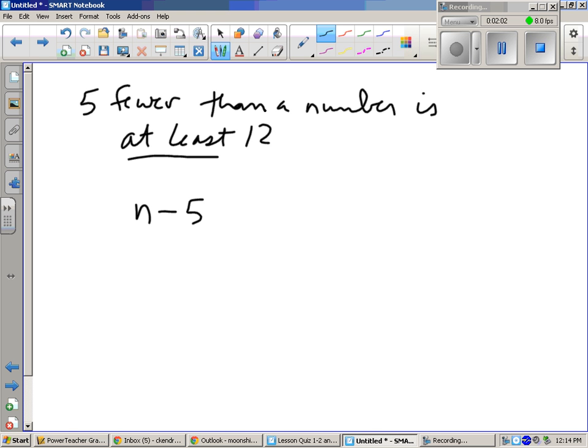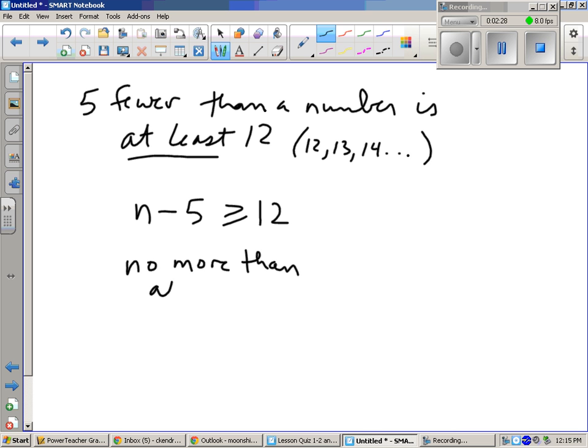That means it could be 13, could be 14. So that means I have to be greater than or equal to 12. At least 12 means I could be 12, 13, 14, 15. So say to yourself, what are the numbers it could be, and then you can decide, well, it's greater than, it's got to be bigger. Okay, so if you see at least, if you see no more than, or at the most, those would be considered less than or equal to.